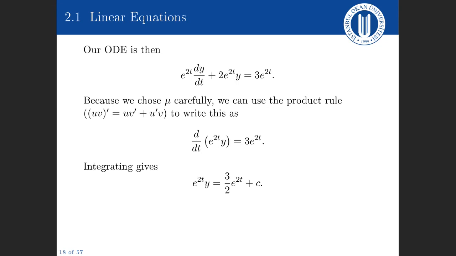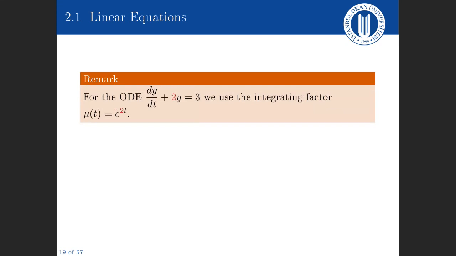Integrate the left side, integral of the derivative, they just disappear. The left side is just e to the power 2t y. And on the right side, we just get the integral of 3e to the power 2t. All that's left is to divide by e to the power 2t, and we get the answer. And if you check back, this is exactly the same answer that I got using the previous method. So to recap, to solve dy/dt plus 2y is equal to 3, we use the integrating factor e to the power 2t.